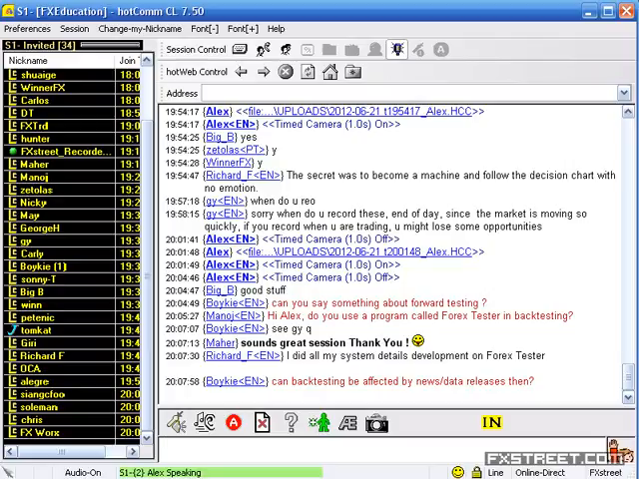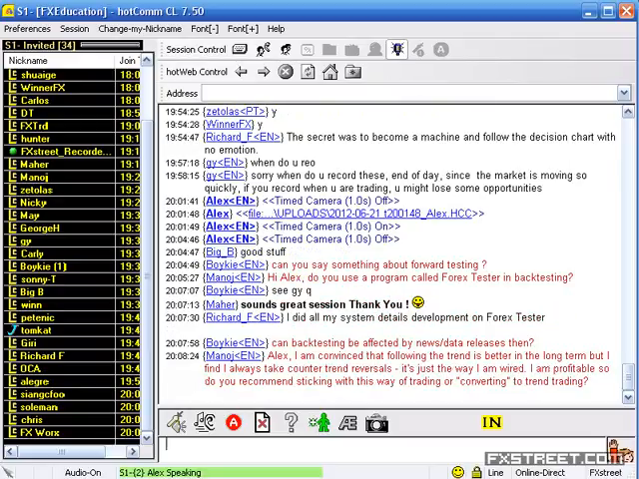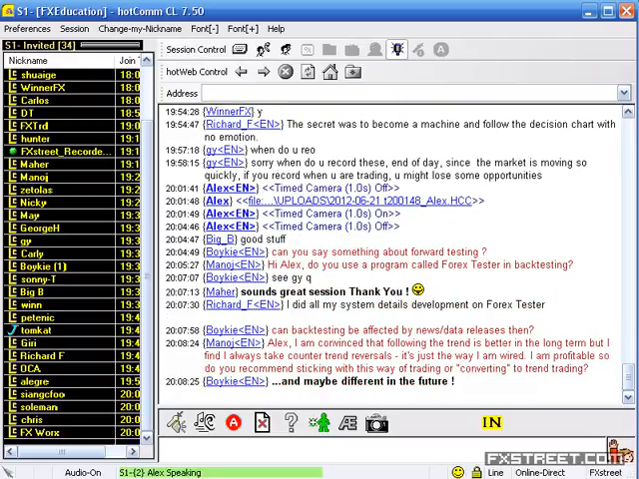Excellent, Richard. Richard did all of his system development on FX Tester, and I know that he's really doing well now. Can backtesting be affected by news and data? Well, the markets are affected by news and data, so yeah, of course it can be if you decide to take those into account.